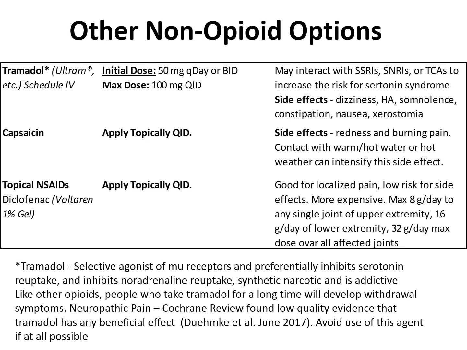Other non-opioid options that can be used for pain control include tramadol or Ultram, commonly used for dental pain, chronic pain, and acute pain, but it's not really considered first line. It can interact with SSRIs, SNRIs, or tricyclic antidepressants to increase the risk for serotonin syndrome. Side effects include dizziness, headache, somnolence, constipation, nausea, and dry mouth or xerostomia.